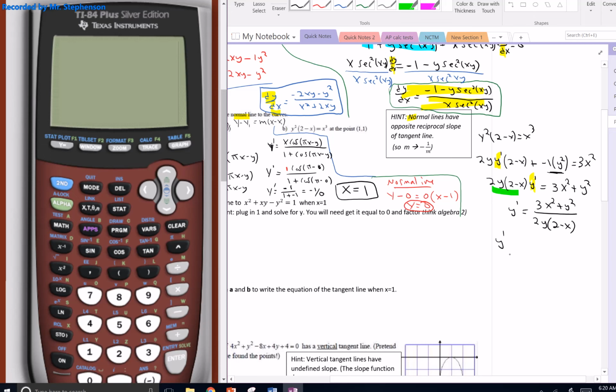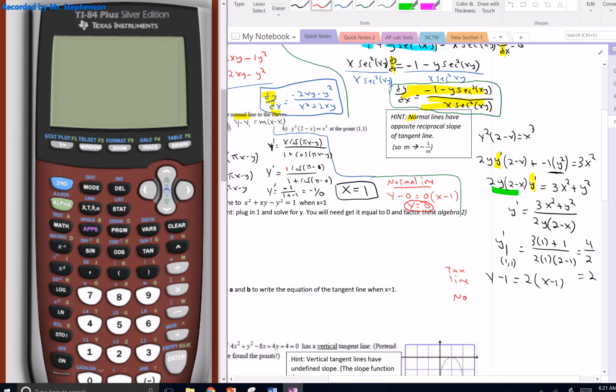So y' evaluated at (1, 1) is going to equal (3 times 1 plus 1) over (2 times 1 times (2 − 1)), which is going to give us 4 over 2, which is 2. So the slope is 2. So my tangent line is y − 1 = 2(x − 1). Right? This is my tan line.